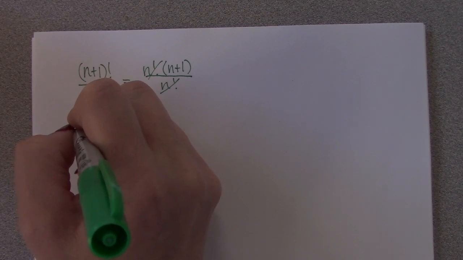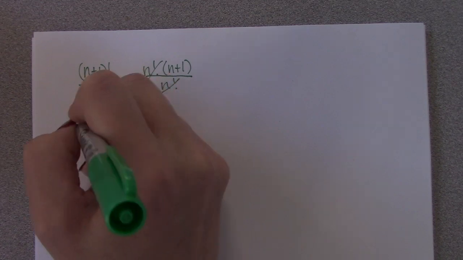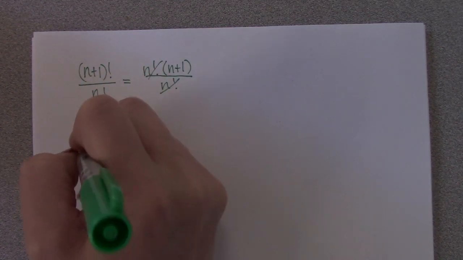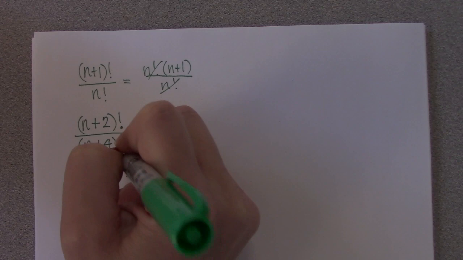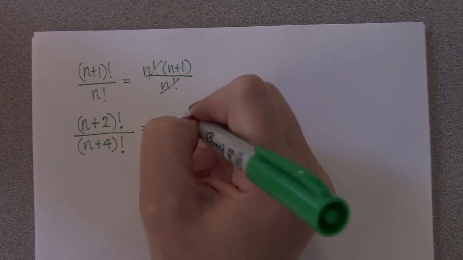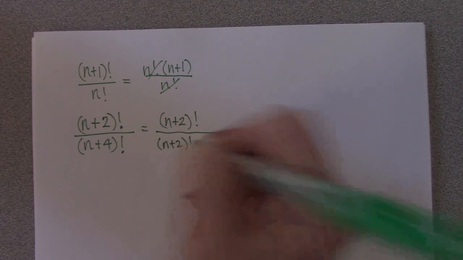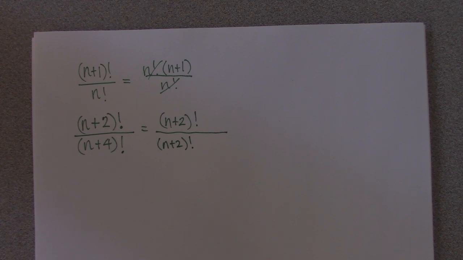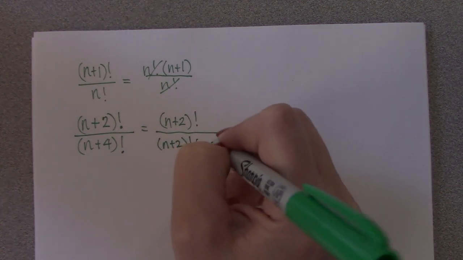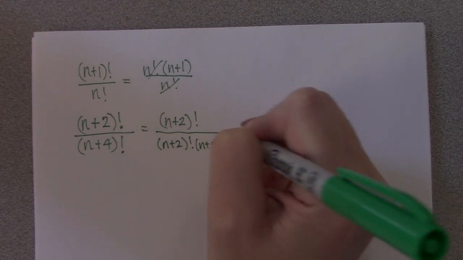But if you have something like this, right? Well, n plus 4 factorial is definitely bigger than n plus 2 factorial. The denominator is saying go all the way up to n plus 2, but then the next number on the number line is n plus 3, because you just keep adding 1 to the previous digit, and then you have n plus 4.